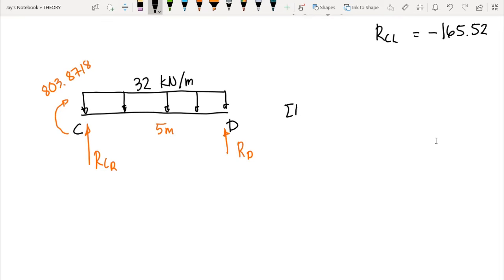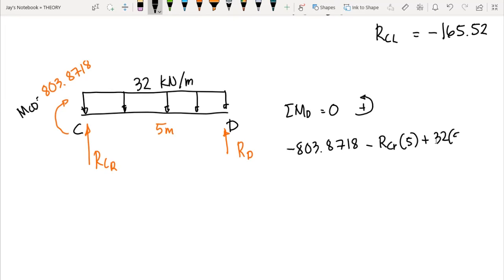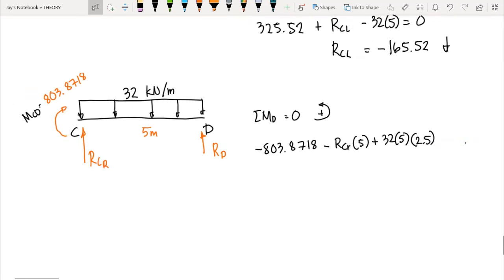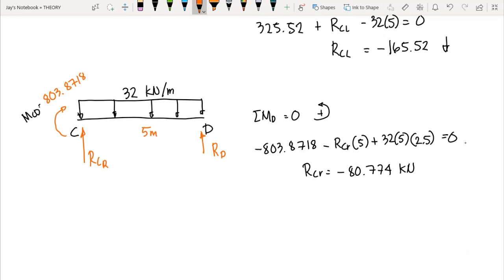So we have summation of moment at D equal to 0. Counterclockwise moments are positive. So we have negative 803.8718, that is our MCD, minus RCR times 5 plus 32 times 5 times 2.5, and this equals 0. So we have our RCR here, which is equal to negative 80.774 kilonewton. That means we have an incorrect assumption of RCR. So this should be acting downward.